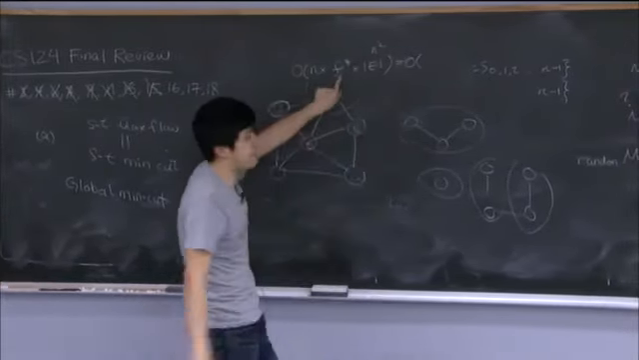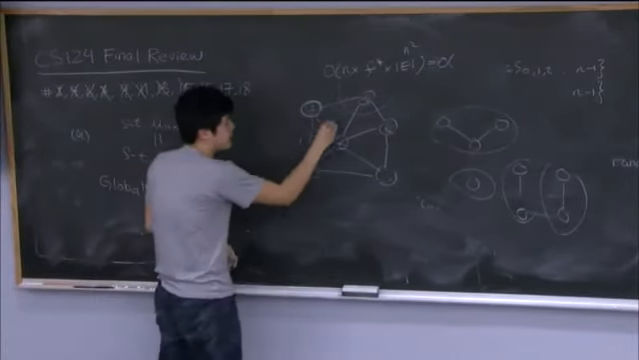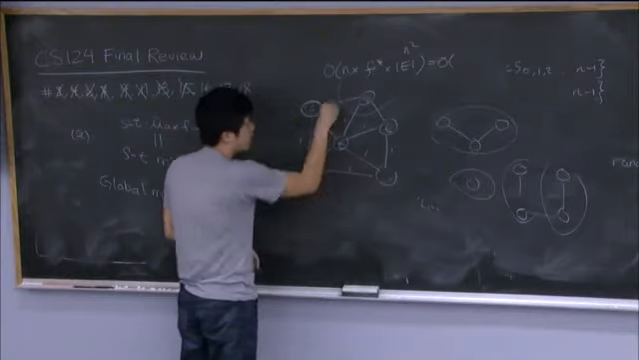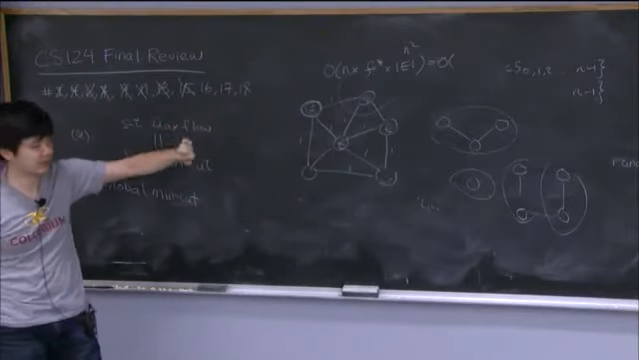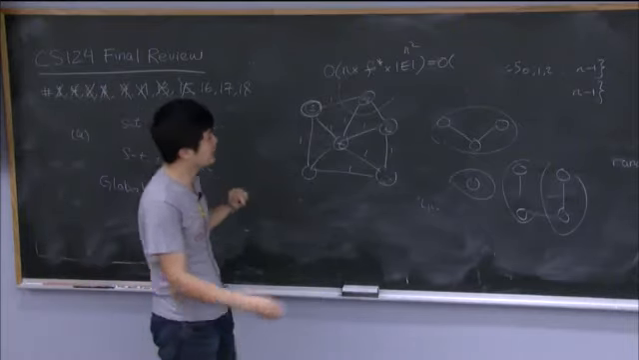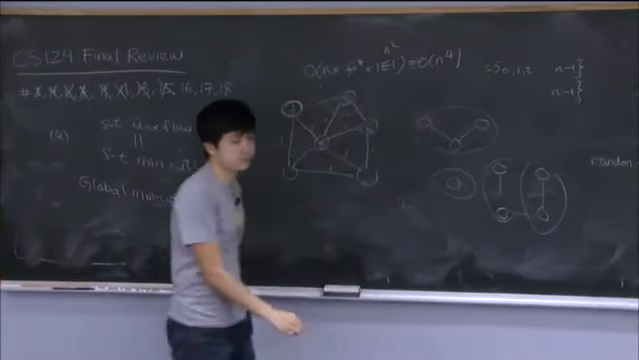And what's an upper bound for the value of the flow in this graph? Remember, all edge capacities are 1. What's the upper bound for the value of the flow? V. It's n, right, exactly. It's V, or n. So that means the total runtime is bounded by O of n to the 4th.